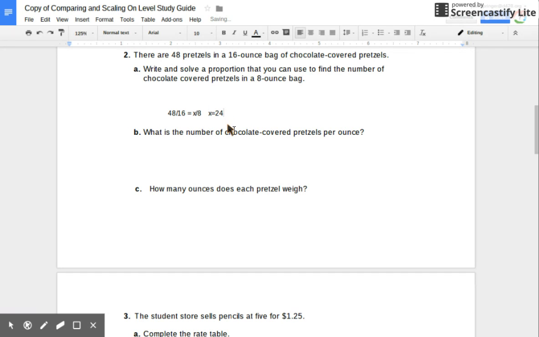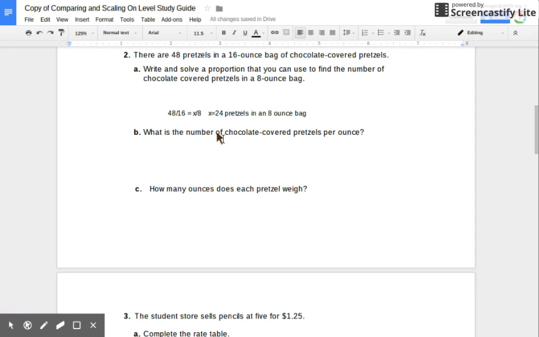Now we need to know the units. So what we found out was that there are 24 pretzels in an 8-ounce bag. You always want to make sure you label your value, what you found, with your units to show that you understand exactly what you did.